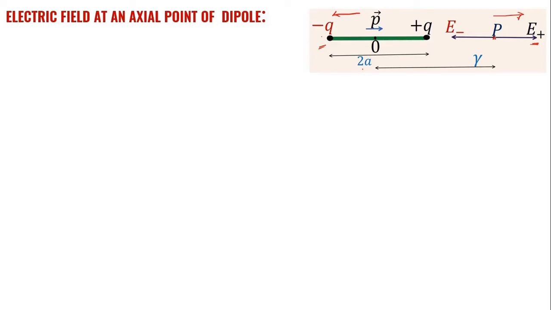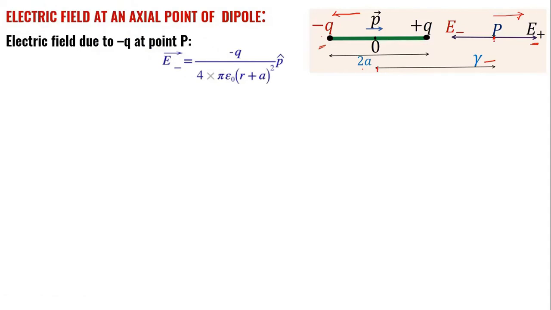Now let us see, the point P is at a separation of r from the center of the dipole. Now we want to compute the net electric field at the point P due to this dipole. This point P will be called an axial point. So here first we will find the electric field due to a negative q charge at the point P.